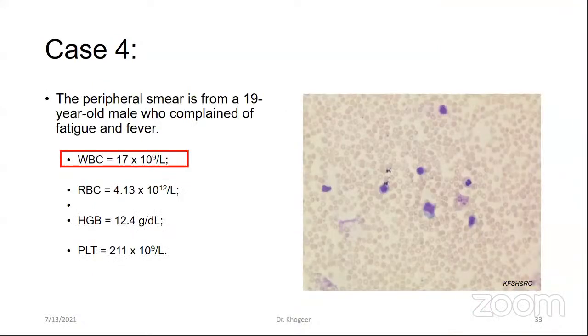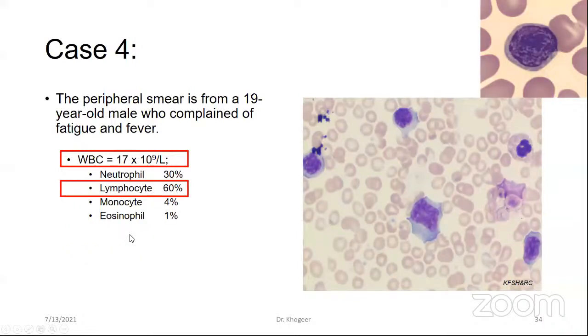Case 4. This peripheral blood is from a 19-year-old male who complained of fatigue and fever. His white blood cell count is high with normal RBCs, hemoglobin, and platelet count. Again, the leukocytosis is characterized by increased lymphocytes, and these lymphocytes look a little bit atypical and different if we compare them with the normal one.